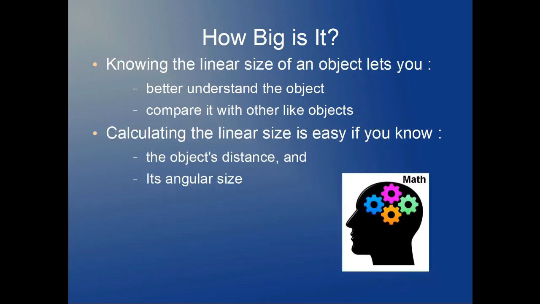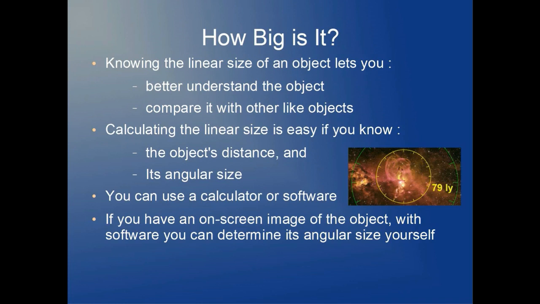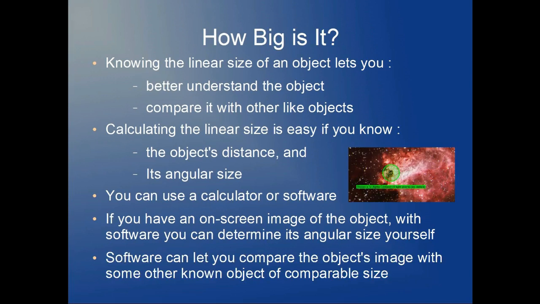You may be able to get an object size directly from your reference sources, but if you're only given an angular size, you can easily convert that into what you want by employing a little math. To do so, you can use a calculator or you can use software. If you aren't even given an angular size, you can use a sky atlas to measure it, or you can use software to do the job if you have an on-screen image of the object. And you can use software to compare the object with some other object that you may be more familiar with.